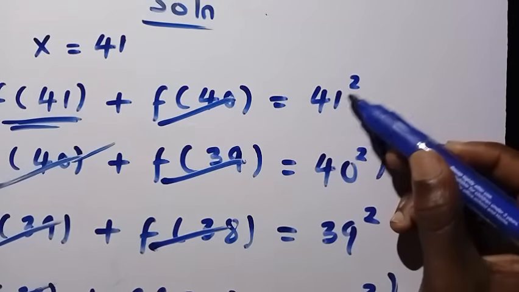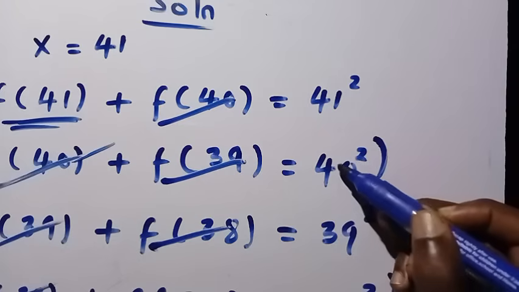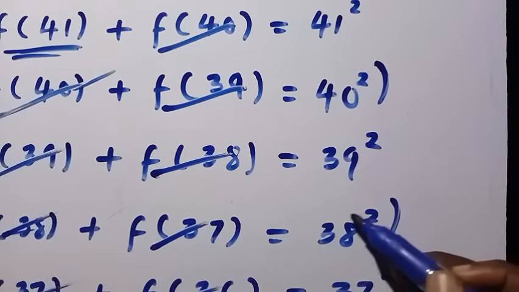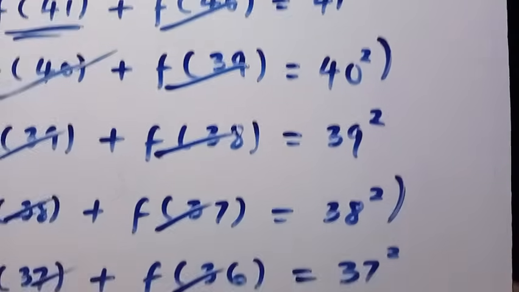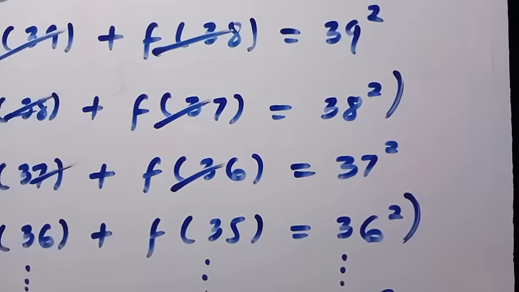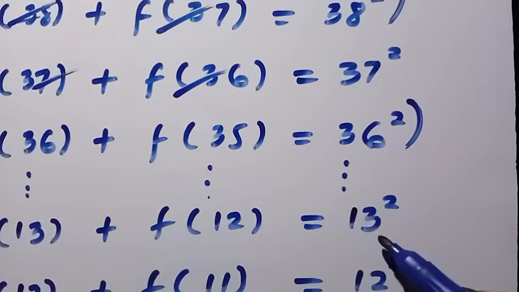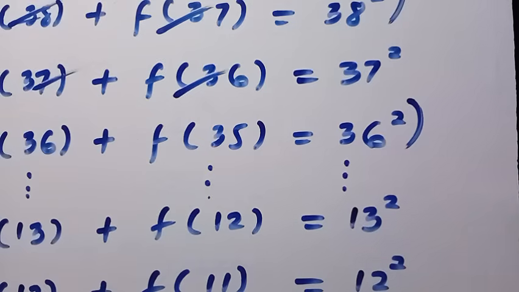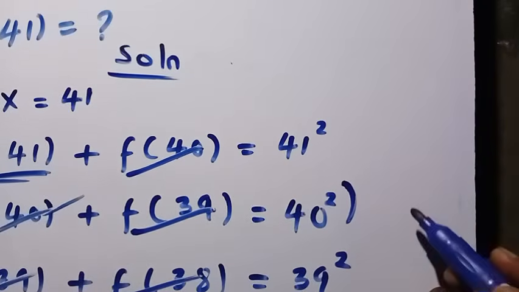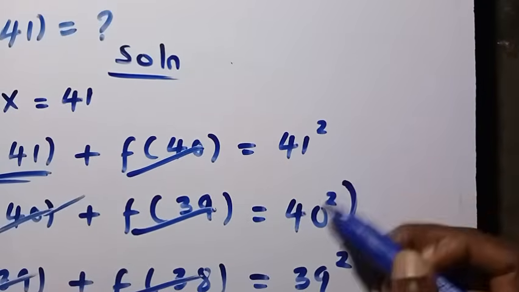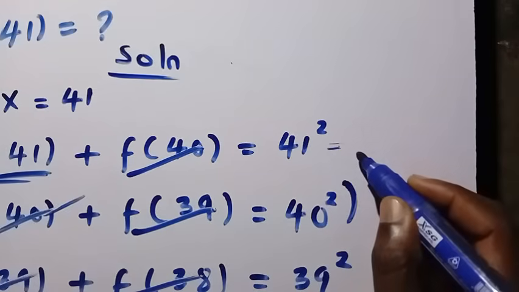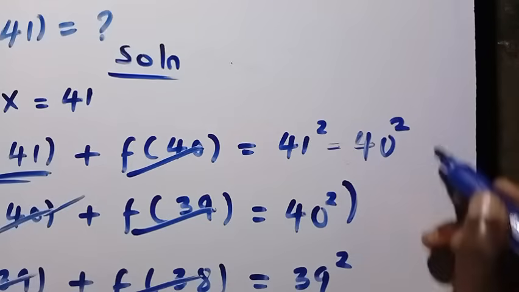Here we have 41². Here is minus 40². Here we have 39² minus 38². And also we have 37² minus 36². To the final, which is 13² minus 12². So when we try to apply the difference of two squares to this, it means 41², then this one will minus 40².